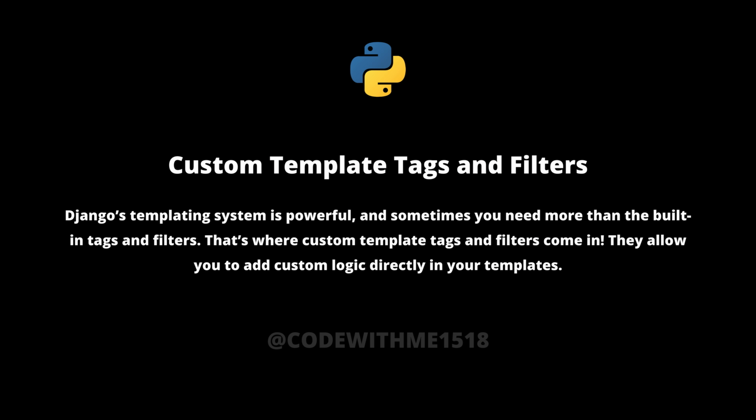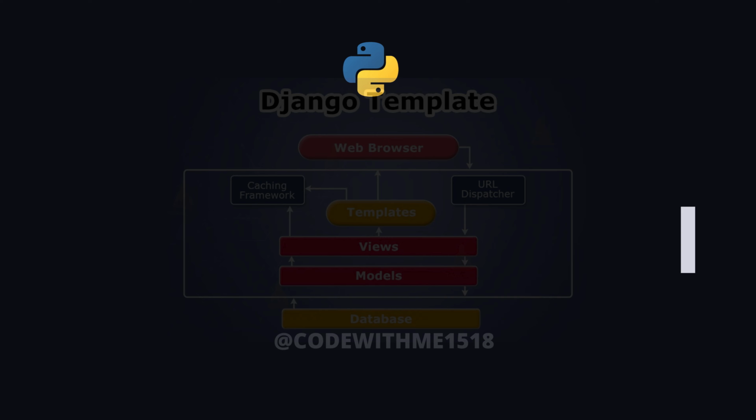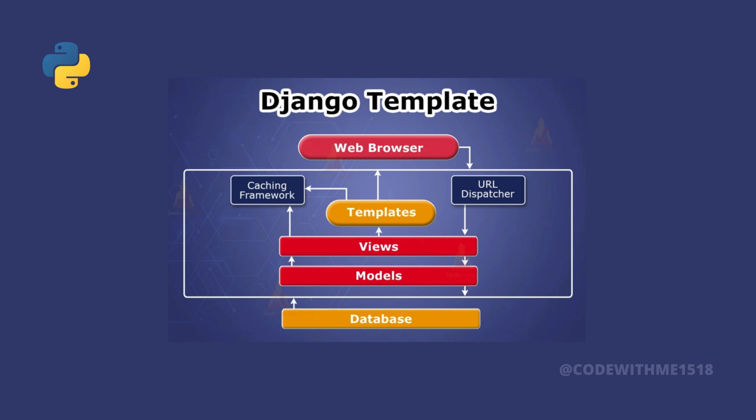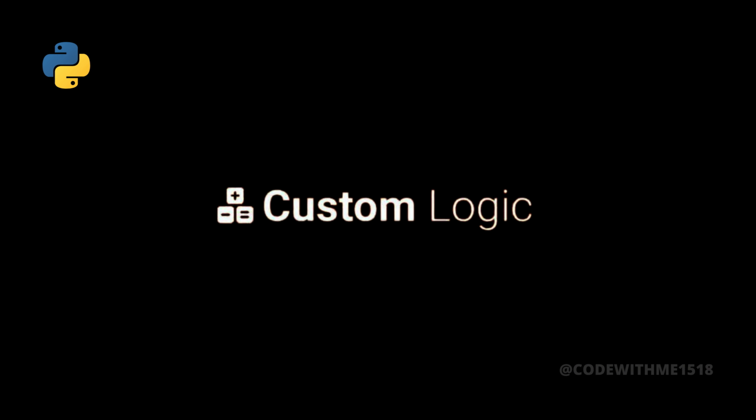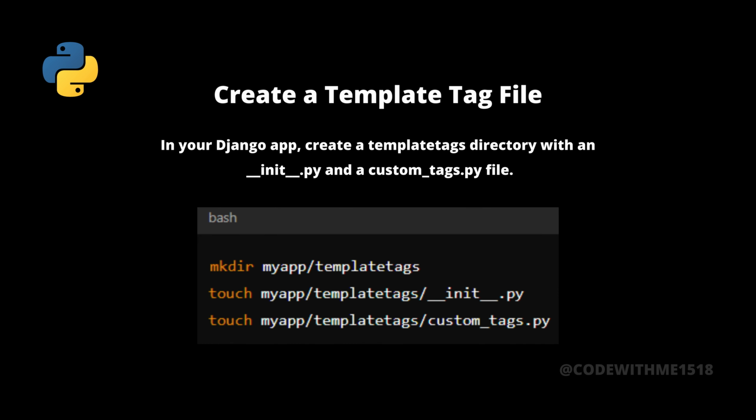Django's templating system is powerful, and sometimes you need more than the built-in tags and filters. That's where custom template tags and filters come in. They allow you to add custom logic directly in your templates. In your Django app, create a template tags directory with an __init__.py and a custom _tags.py file.